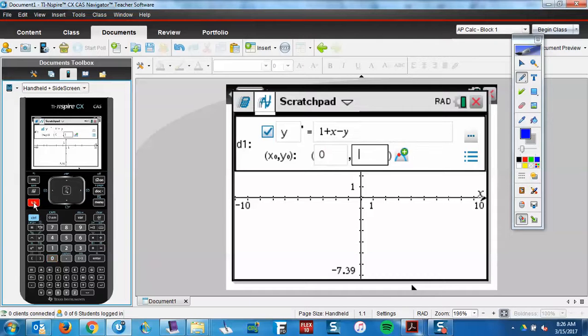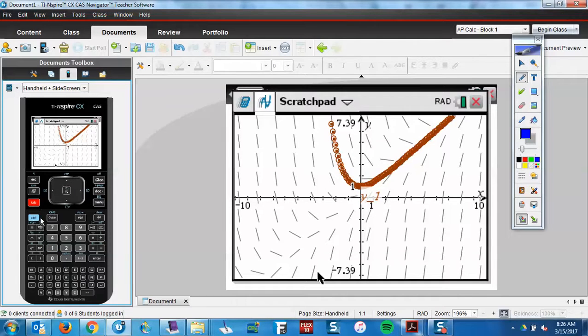There are 3 things you have to do. 1 is put in the differential equation correctly. 2 is put in the initial condition correctly. And then 3 is the plot step, okay? And that's these 3 dots.